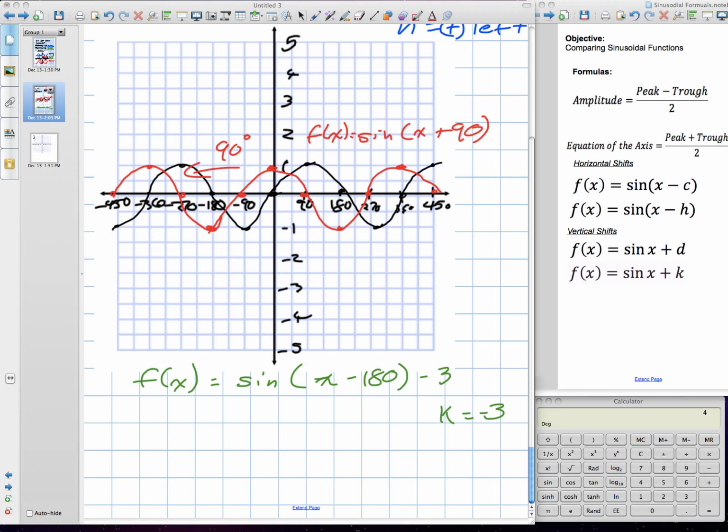Okay, so because our k was negative 3, that means our function was going to move down. I'll do this one in a different color. Do it in purple here, okay? So we're going to shift everything down 3. So my original, which is at 0 and 0, if I shift it down 3, I'm at 0 and negative 3. From 90 and 1, negative 2. And I'm going to complete this pattern, okay? 180 would be at negative 3 again. 270 would be at negative 4. And we continue the wave pattern.